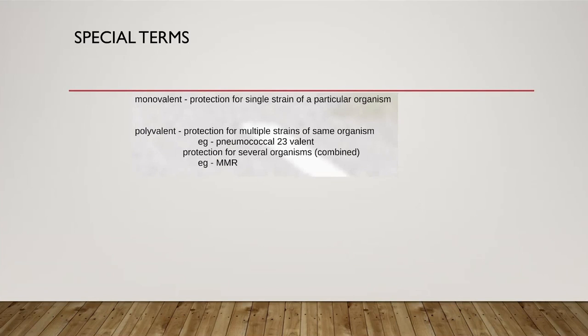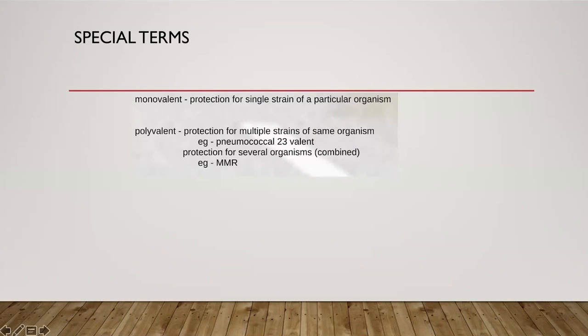And before we learn about the vaccination procedure, we need to learn about some special terms. So monovalent and polyvalent. What do you mean by monovalent and polyvalent? Monovalent is protection for a single strain of a particular organism. Right? So monovalent vaccines protect against a single strain of a particular organism.